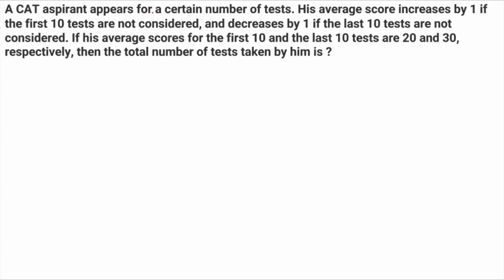Okay, so a CAT aspirant appears for a certain number of tests. His average score increases by 1 if the first 10 tests are not considered and decreases by 1 if the last 10 tests are not considered. If his average scores for the first 10 and the last 10 tests are 20 and 30 respectively, the first 10 tests average was 20 and the last 10 tests average was 30, then the total number of tests taken by him is.